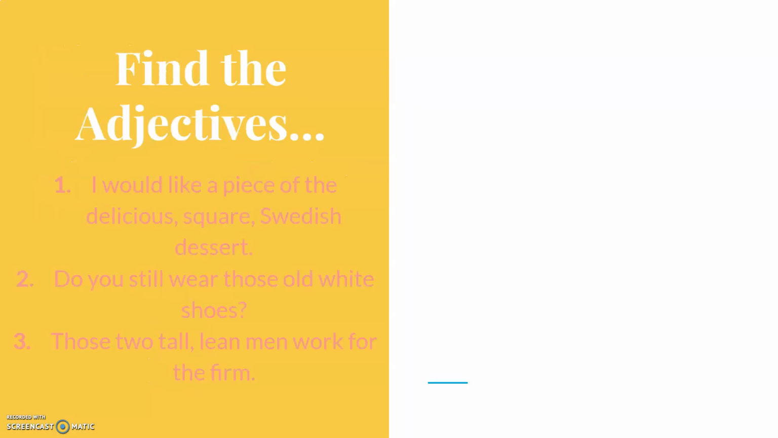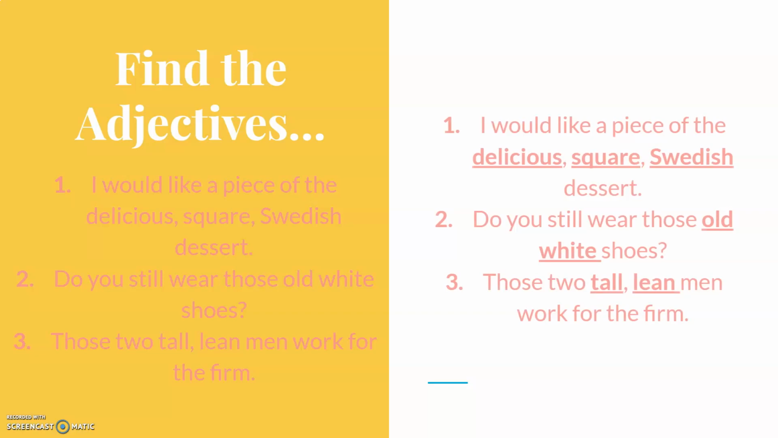All right, so here's where our activities are gonna begin, right? So you're gonna find the adjectives in each of these 3 sentences, okay? I would like a piece of the delicious, square, Swedish dessert. Do you still wear those old white shoes? Those 2 tall, lean men work for the firm. All right, you should have chosen the choice that said delicious, square, Swedish, old, white, tall, and lean, because those are all the adjectives.